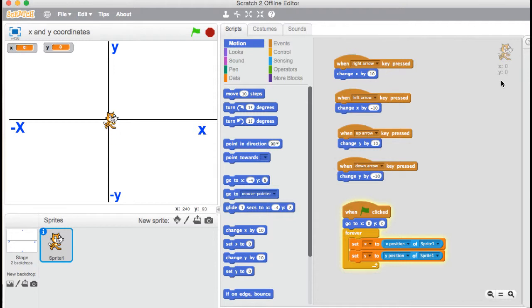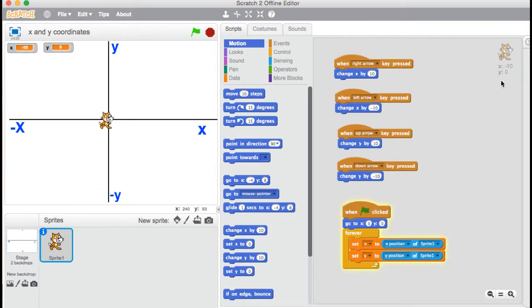Okay, so hopefully that's shown you a little bit more about this X and Y. Most important things to remember is X is anything going across left to right, and Y is anything going up and down. And if we're adding Y, then we're going up, and if we're adding X, we're going right. If I take away Y, I'm going down. If I take away X, I'm going left.